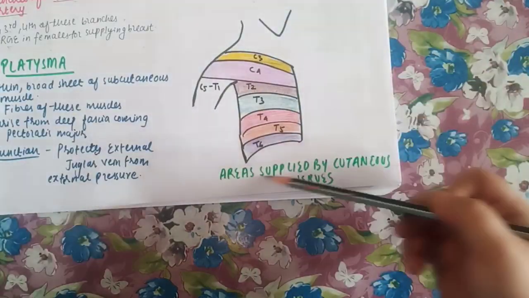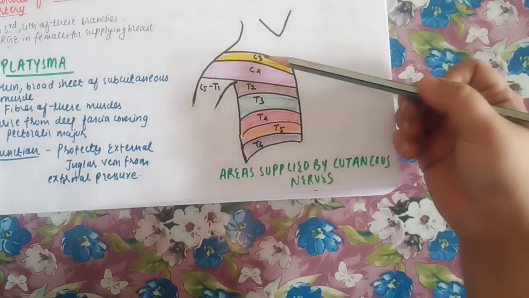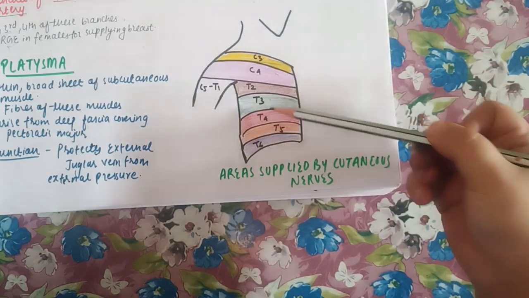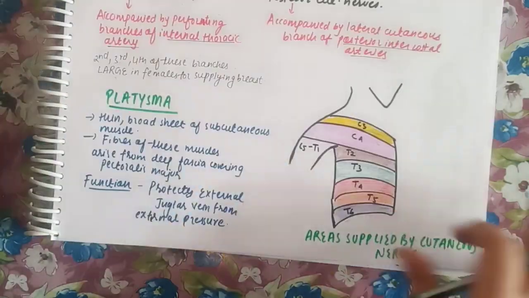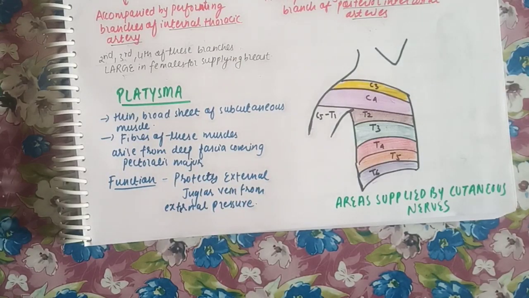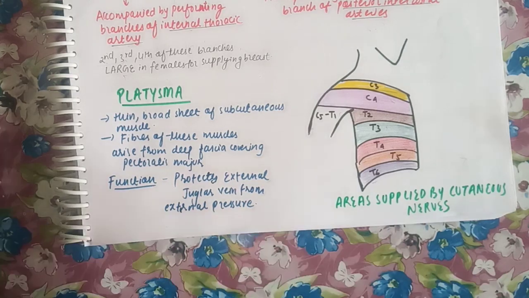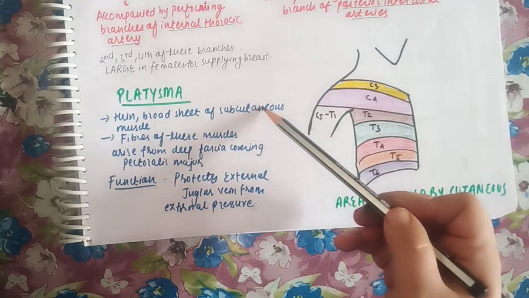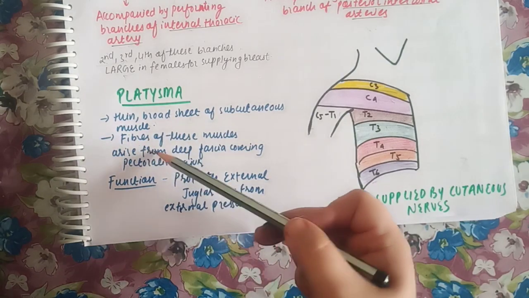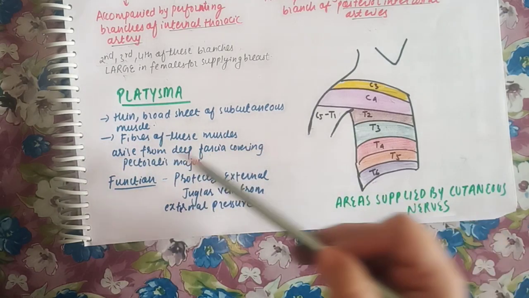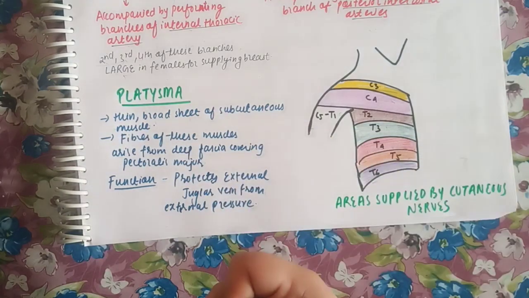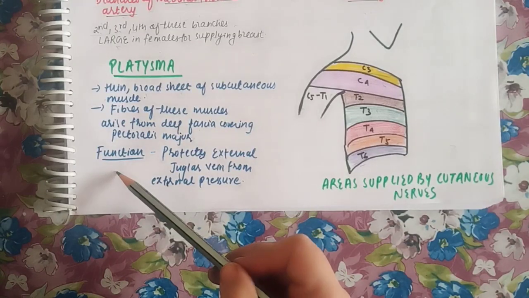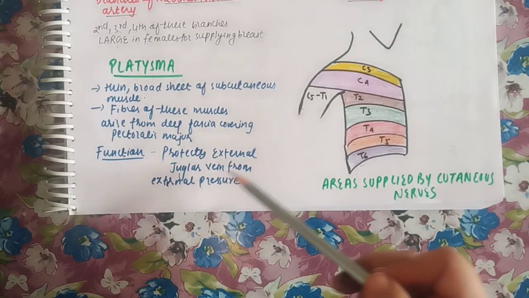Now here you can see the areas that are supplied by the cutaneous nerves: C3, C4, T2, T3, T4, T5, T6, C5 to T1. So these are how the areas are supplied by cutaneous nerves. Now coming on to the platysma. Platysma is not very important, but we have to know just the function and what it is, right? Platysma is a thin broad sheet of subcutaneous muscle, and the fibers of this muscle arise from the deep fascia covering pectoralis major. What is important is its function: it protects the external jugular vein from external pressure.